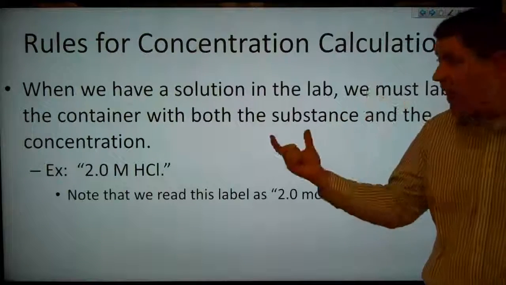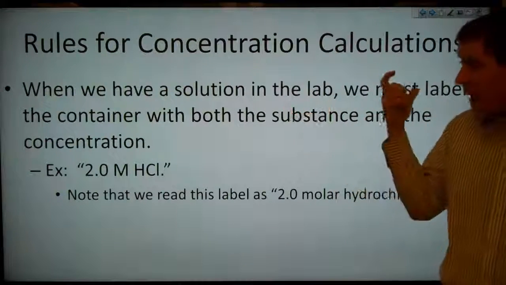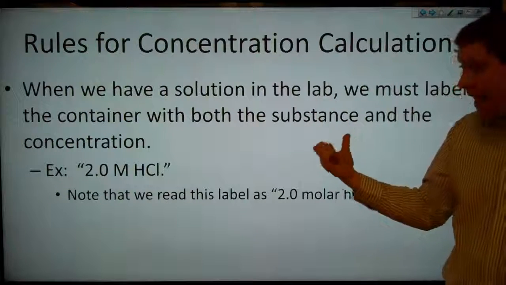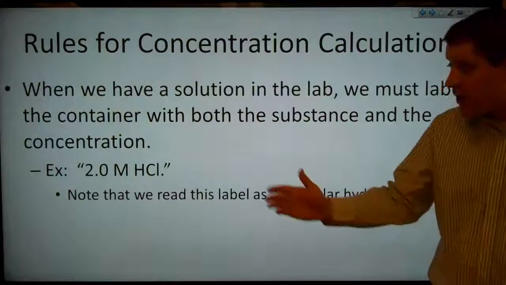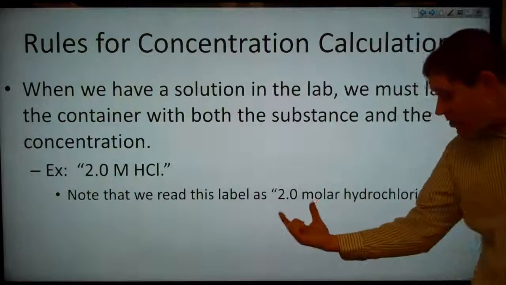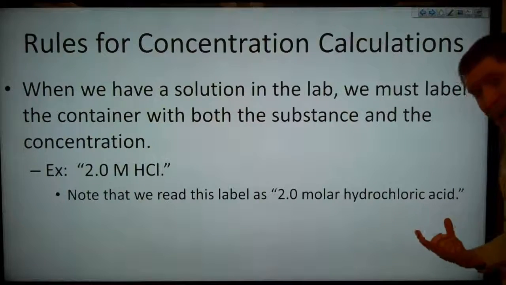And now, whenever we have a solution in the lab, we have to label that container with both the substance and the concentration. For example, 2.0 molar HCl. And we read that as 2.0 molar hydrochloric acid.